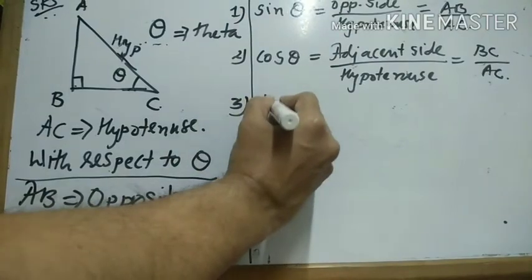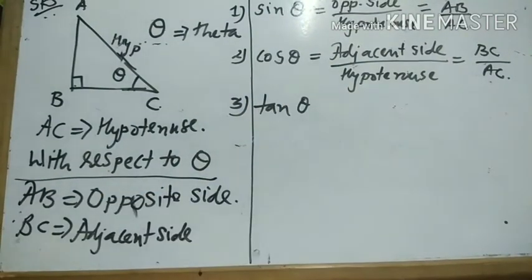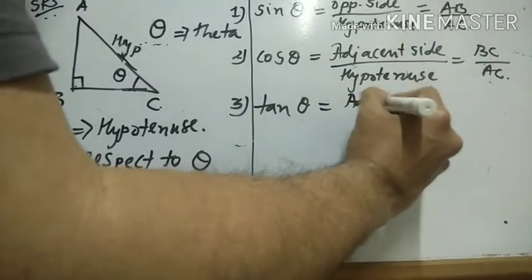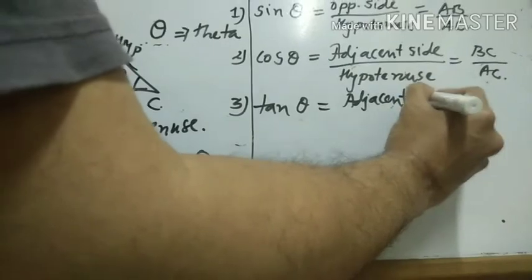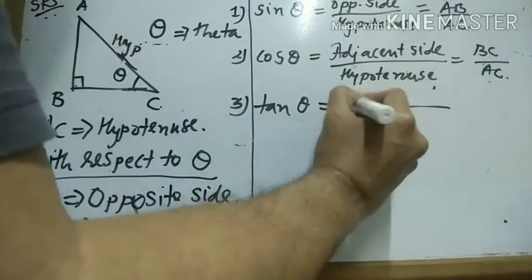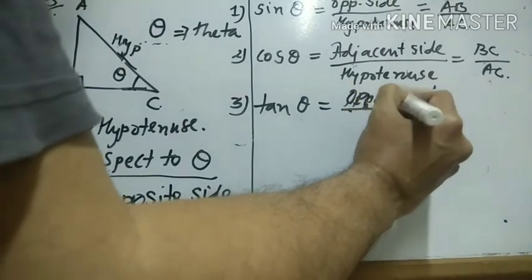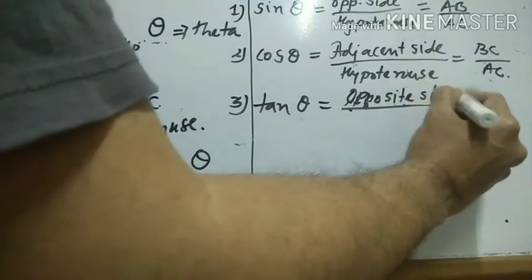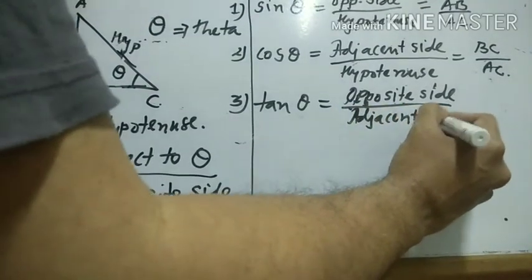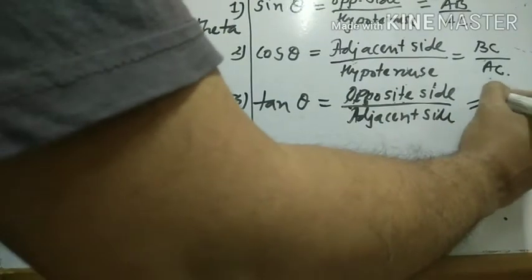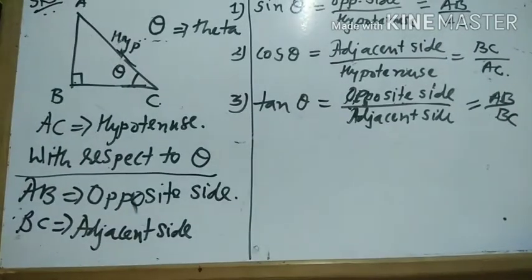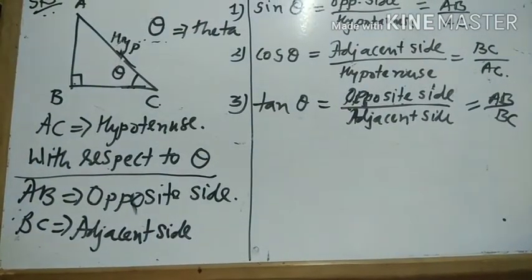Third ratio is tan theta. It is nothing else but opposite side over adjacent side. That will be equal to AB over BC. You can see the list over here. Opposite side is AB and adjacent side is BC.